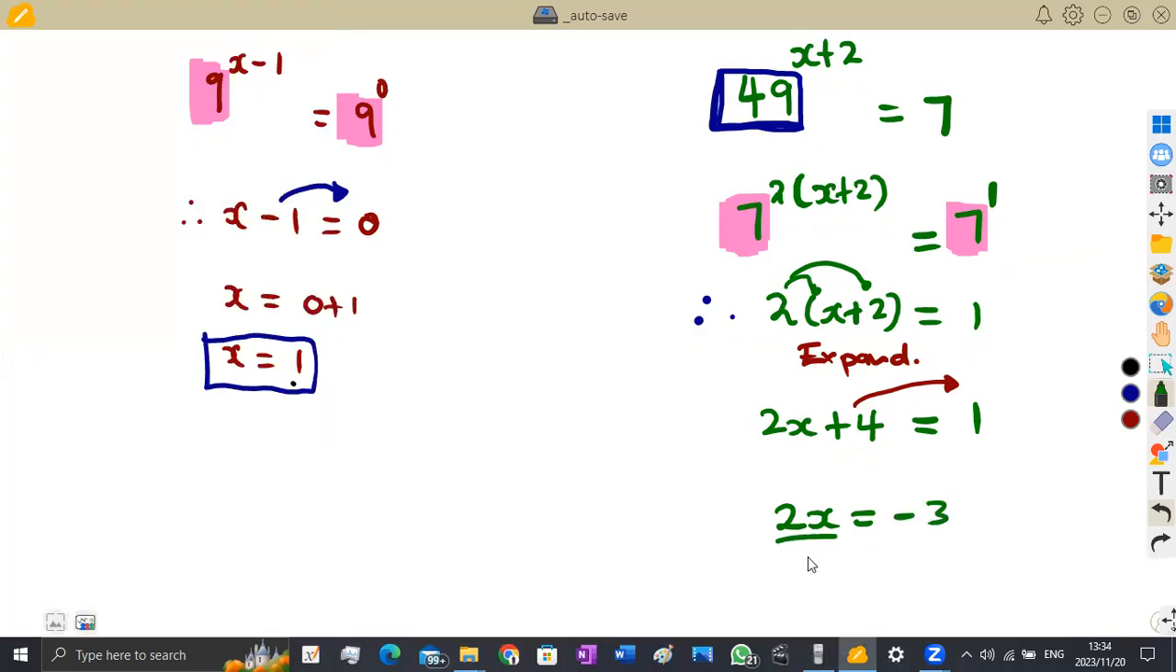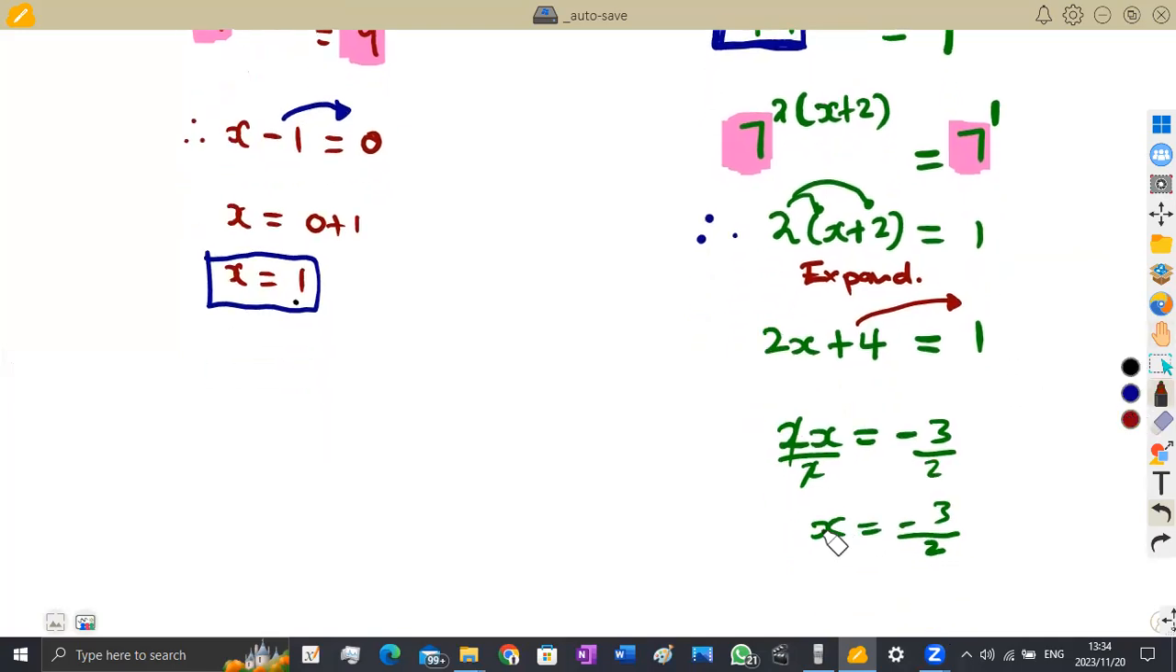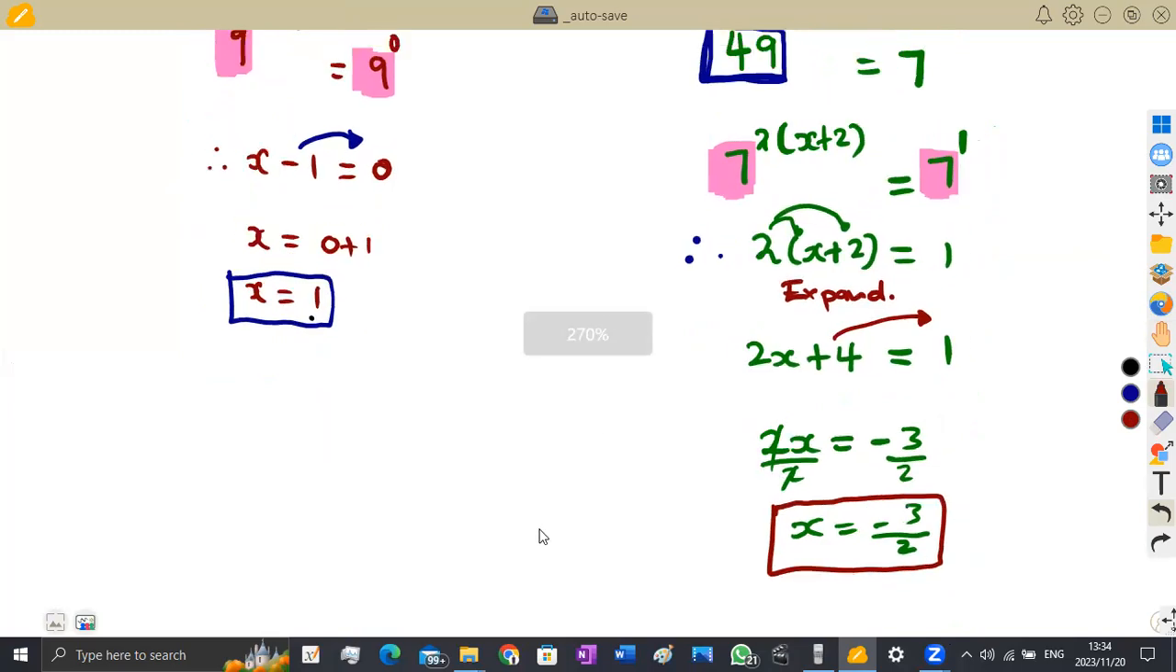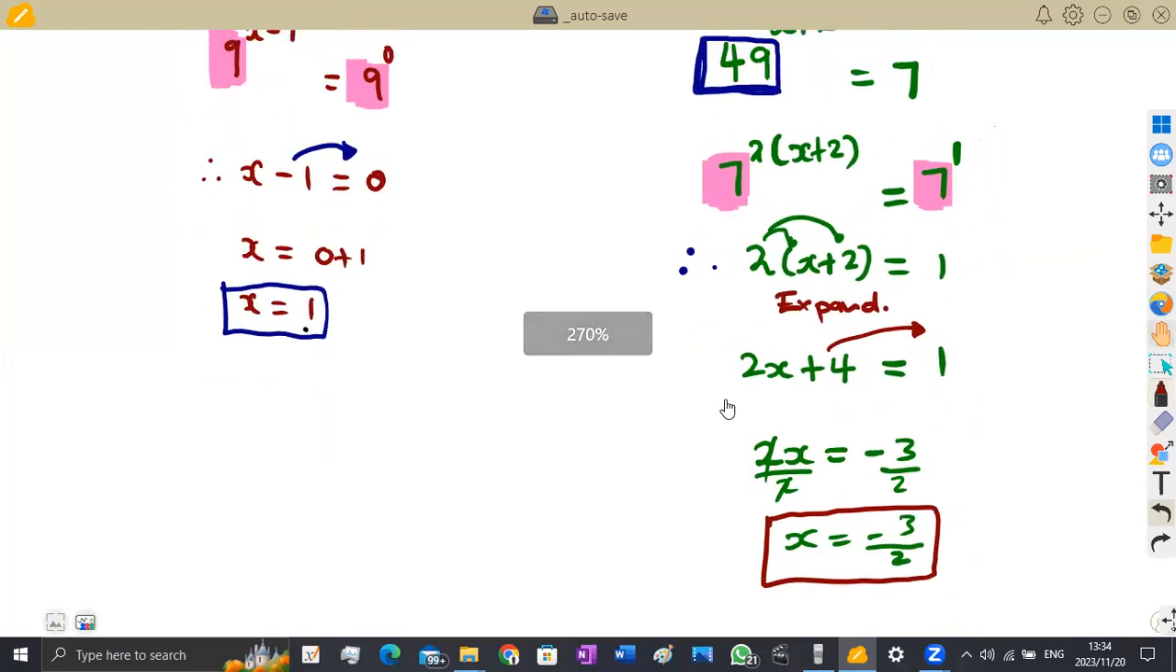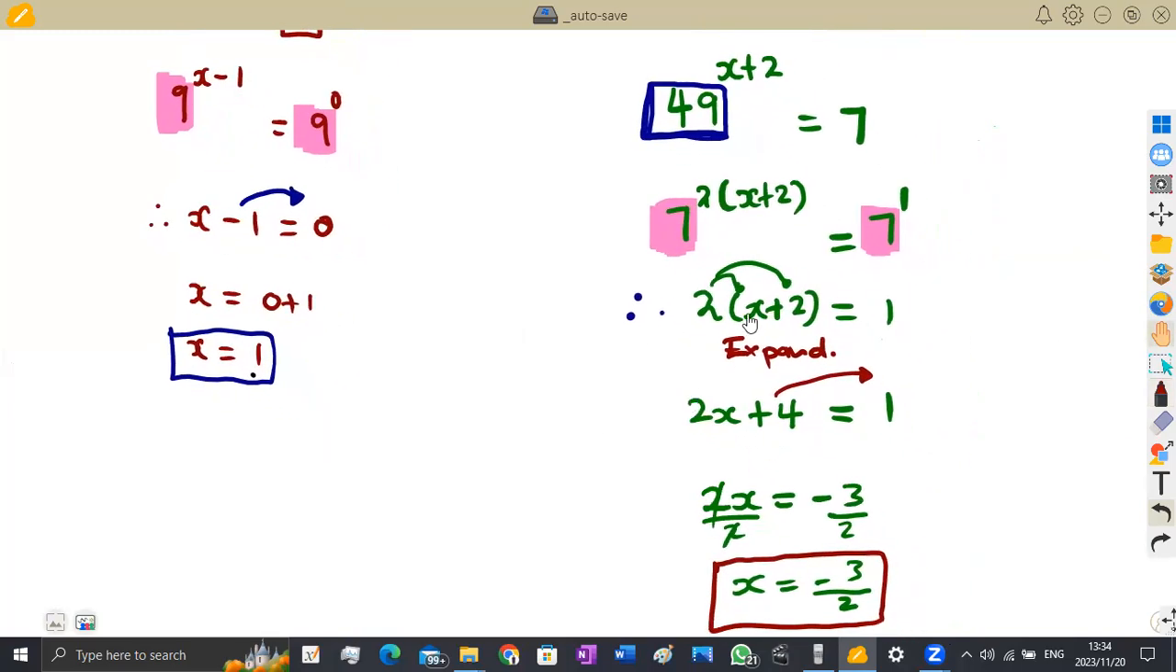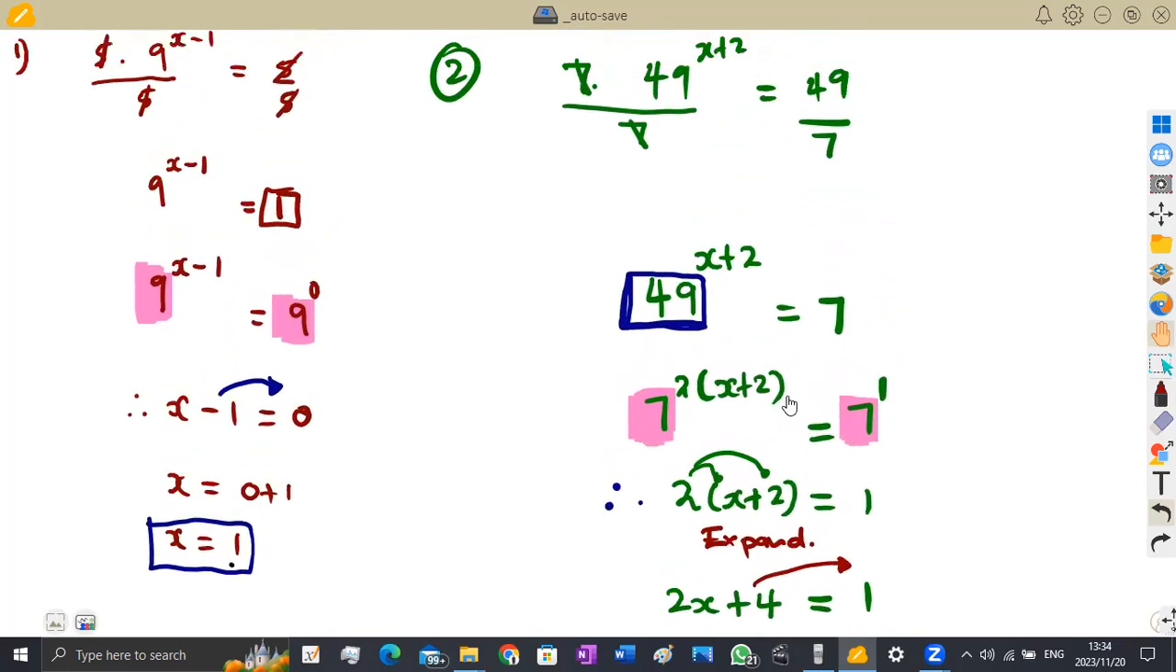Divide by 2 here, divide by 2 there. So x is going to be what? -3/2. Okay, so this is going to be the value of x, which satisfies our equation. But like I said, we can prove to see if this is true.